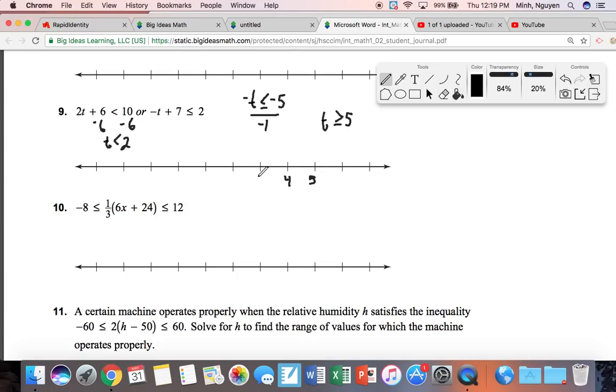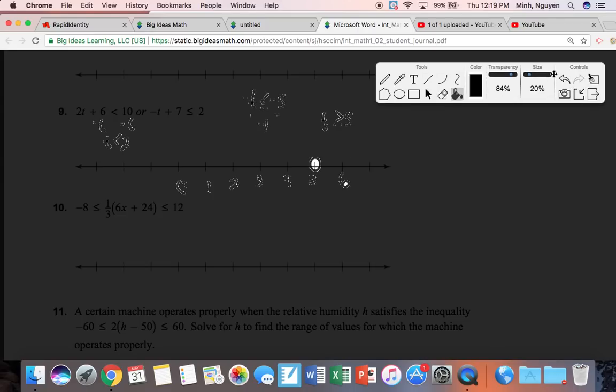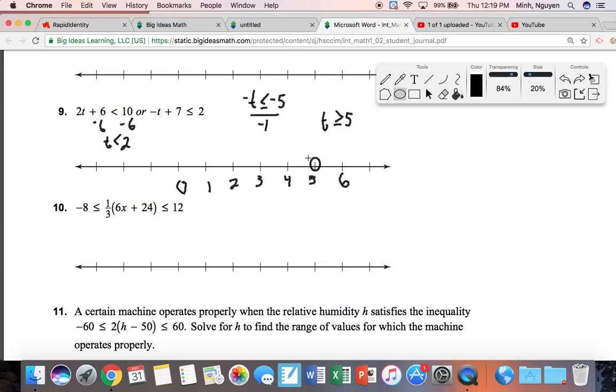5, 4, 3, 2, 1, 0, 6. Equal to or greater than. Again, I guess I made the circle too small. That's better. Of course. Greater than to the right. What's the other one? T is less than 2, so empty circle, and to the left.